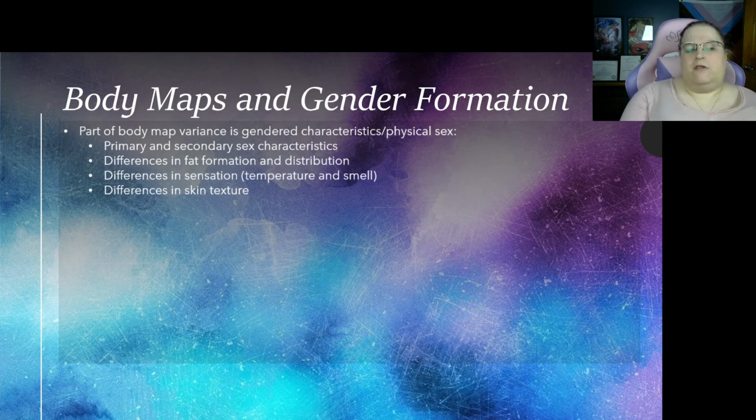So they also seem to impact how people process certain kinds of sensations, such as temperature and smell. They cause differences in skin texture. A host of other small changes, some of which we may not even know, but all of which have to be accounted for by the priors so that when the interoceptive system collects data on them, the brain can interpret that data correctly and only respond negatively when something is actually wrong.